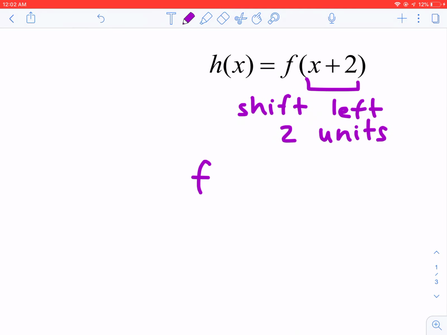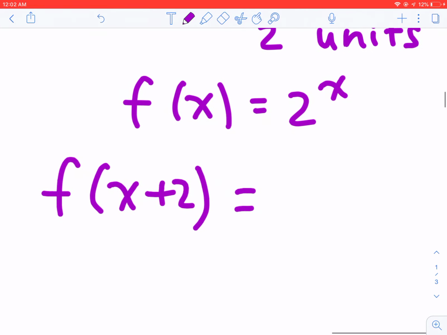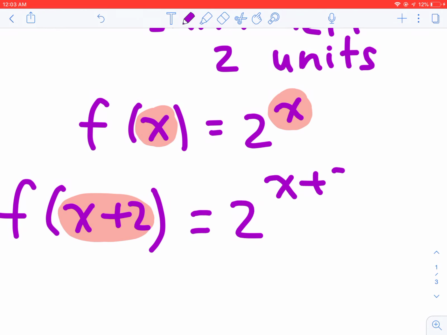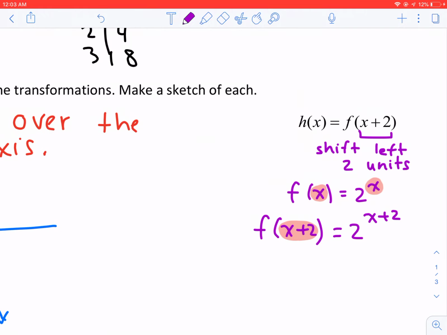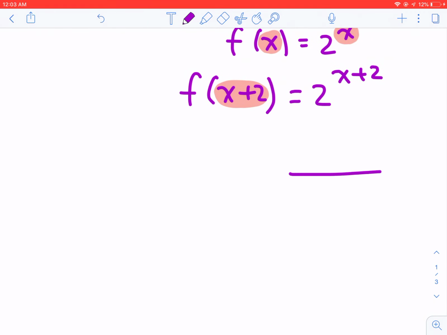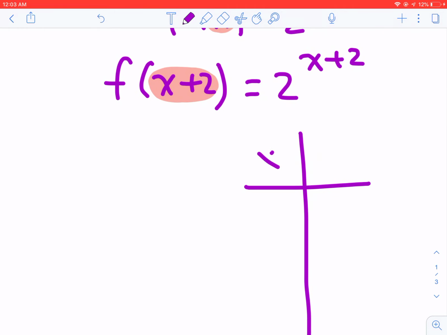All right, f of x again was equal to 2 to the x. So f of x plus 2, which is h of x, think of this as function notation. Wherever there's an x, now there's going to be an x plus 2. So that'll be 2 to the x plus 2 power. So what would this graph look like? Well, let's make a table of values again. This time it'll be x and f of x plus 2, or h of x.